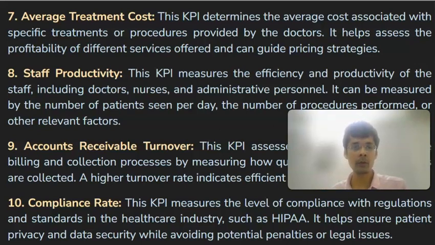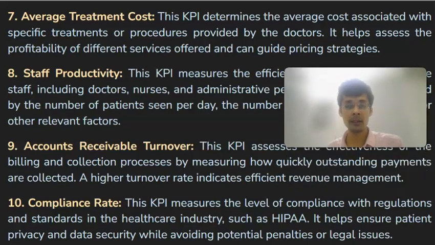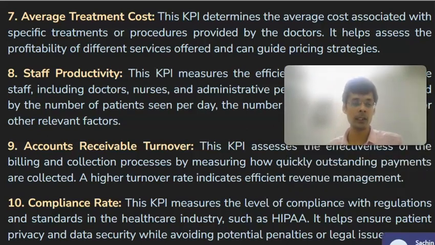Staff productivity would help you ensure that the administration costs are kept as low as possible. It is divided by the number of procedures performed, or the number of patients served, or various other factors can be taken into consideration for measuring staff productivity. Accounts receivable turnover ensures how fast the receivables are being collected. You also need to ensure how the money is billed to the government authorities, and how it's collected.